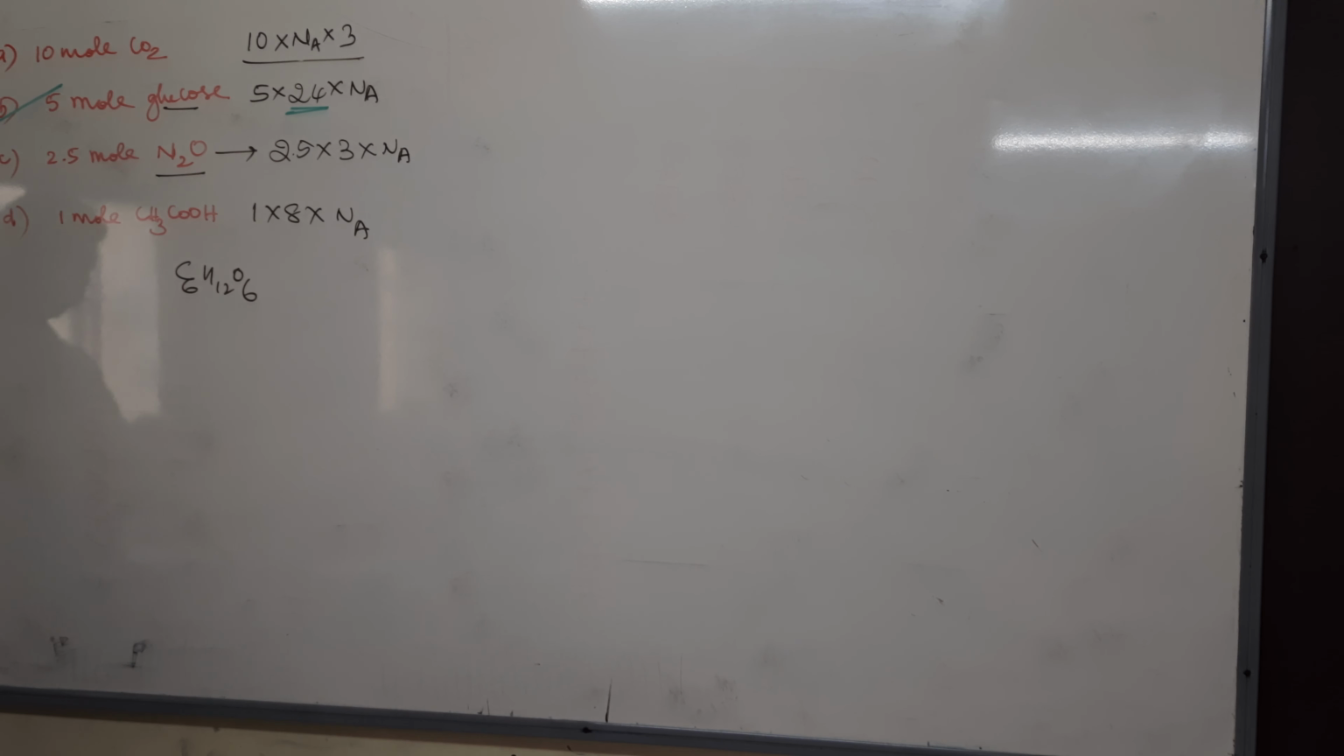If the question is which of the following has lowest number of atoms? Least number of atoms, which is? N2O, option C. You need not calculate, you can see here only. It is 2.5 into 3, no? It is 7.5, less than 8. So option C is lowest, option B is highest. Okay. Next, one more.